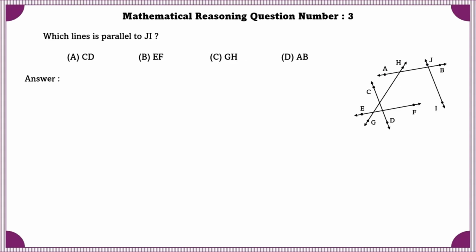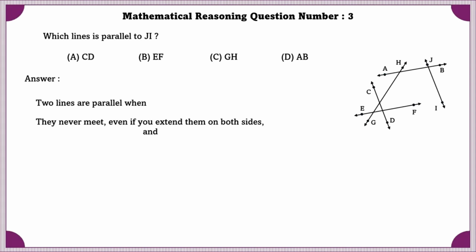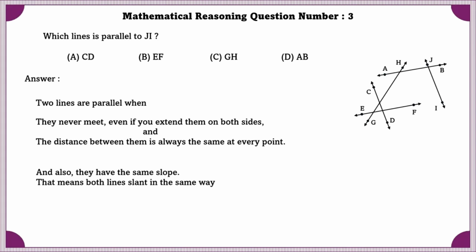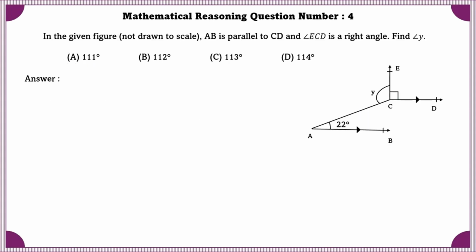Mathematical reasoning question number 3. Which line is parallel to JI? Two lines are parallel when they never meet even if you extend them on both sides, and the distance between them is always the same at every point. They also have the same slope, which means both lines slant in the same way. So, according to these conditions, we can see that line CD is parallel to JI.